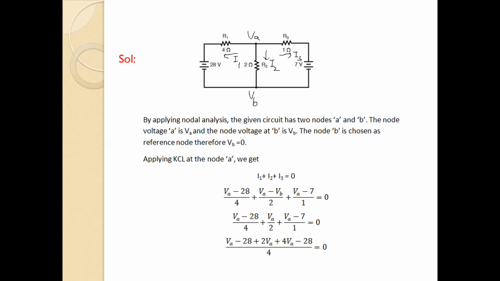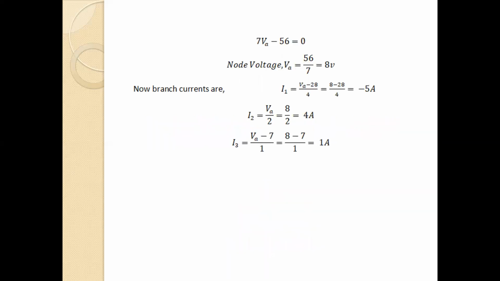After solving the equation, we get 7VA minus 56 is equal to 0. So after this, 7VA is equal to 56, then VA is equal to 56 upon 7, which is equal to 8 volts. Now, after calculating the node voltage, we even have to get the branch currents, which we have already given, which are I1, I2, and I3. Let's calculate the I1, I2, I3 values.